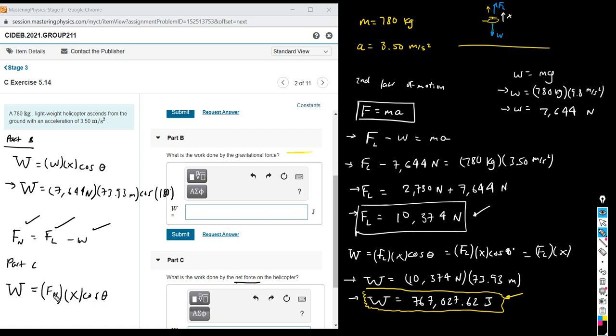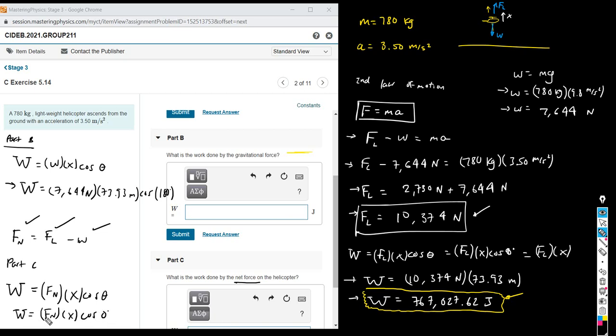And clearly the net force is going to be going upwards too. It's going to be in the same direction as the displacement, because if the net force was not in that direction, the helicopter would not be ascending, right? So this and this go in the same direction, therefore this angle theta will actually be 0 degrees.